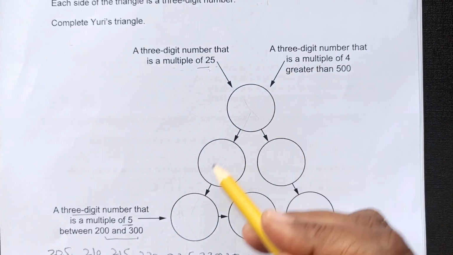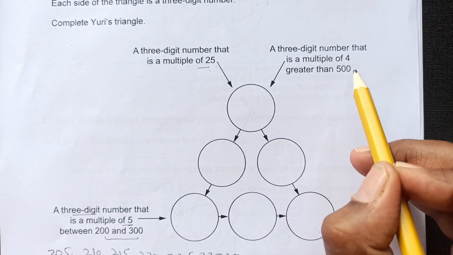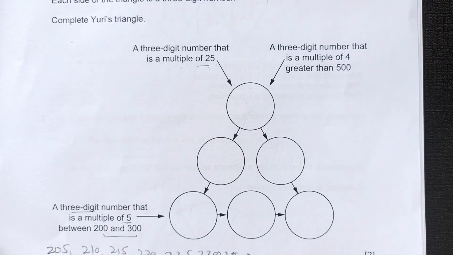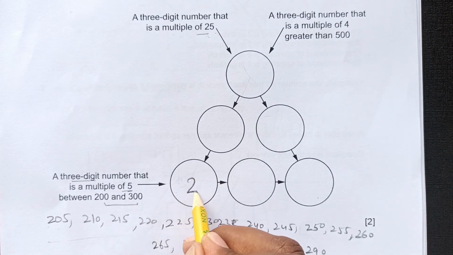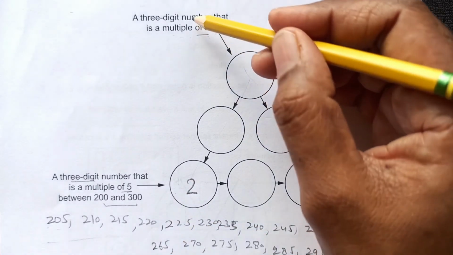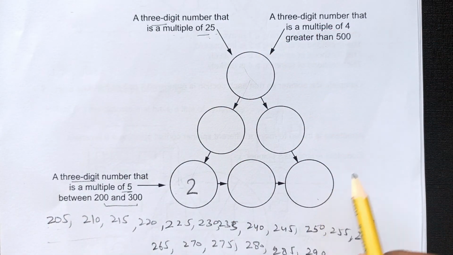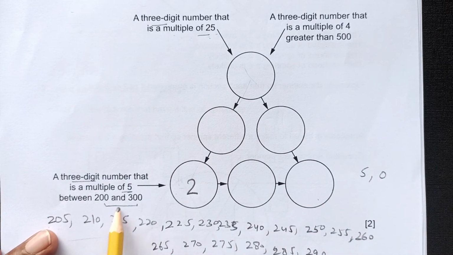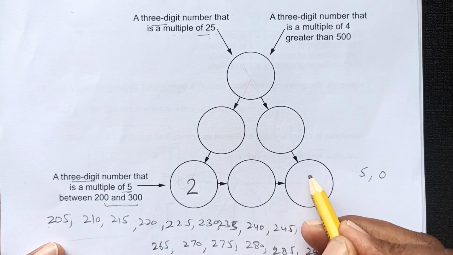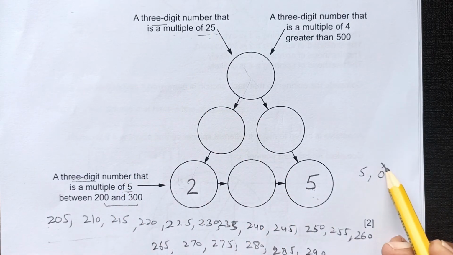Now on this side we need a 3-digit number that is a multiple of 4 and greater than 500. So we cannot take all the numbers, we have to be a bit tricky here. You see this side, the numbers that should start with 2. So we can have 2 here, right? Now this side is a 3-digit number that is a multiple of 25. It should end with 5 or 0, right? Here we have a multiple of 5, so that means this number should end with 5, because we have a multiple of 5 here. So we cannot end this with 0.